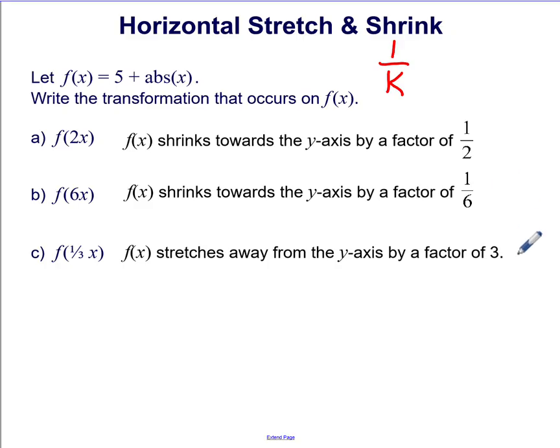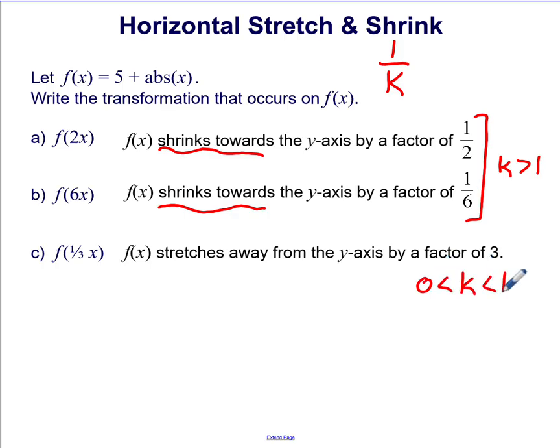However, in c, the coefficient is 1/3. So f of x stretches away from the y-axis by a factor of 3. 1 over 1/3 is equal to 3. Also take note that when k is greater than 1, as we have here, the coefficient of x is greater than 1, f of x will shrink towards the y-axis. When k is between 0 and 1, as we have here, then f of x will stretch away from the y-axis.